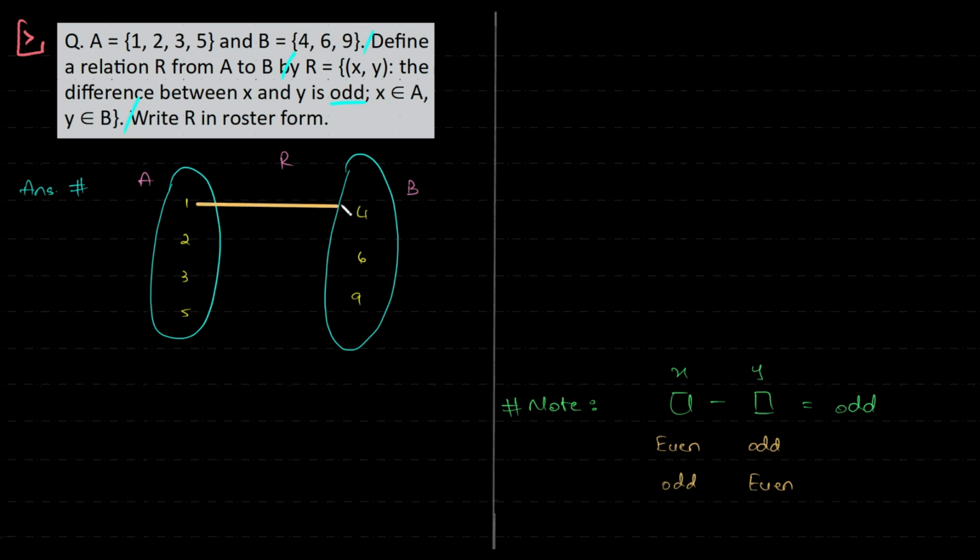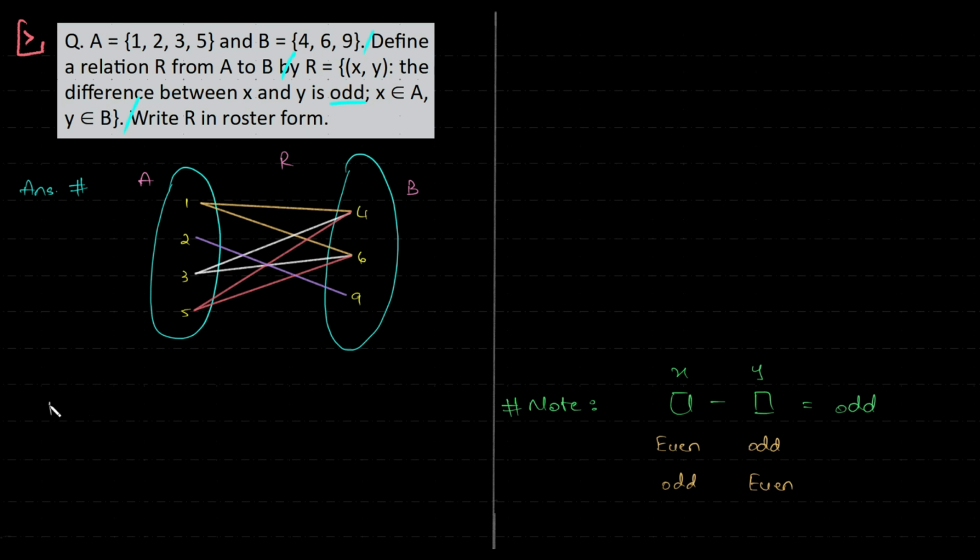1 can be related to all the even numbers, so these are the possibilities. Then 2 is related to, okay, let me do that later. 3 is related to 4 and 6, because again it's the same idea, odd and even. 5 is related to 4 and 6, again odd and even. And at last, 2 is related to 9, even and odd. This is the idea, is it not?